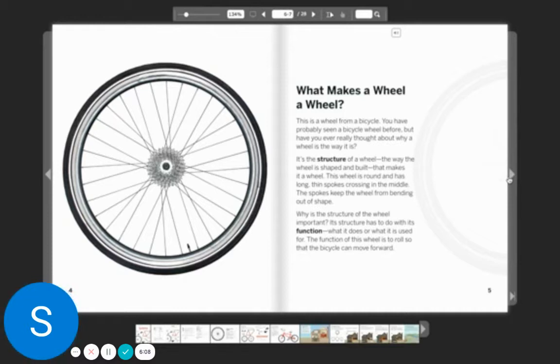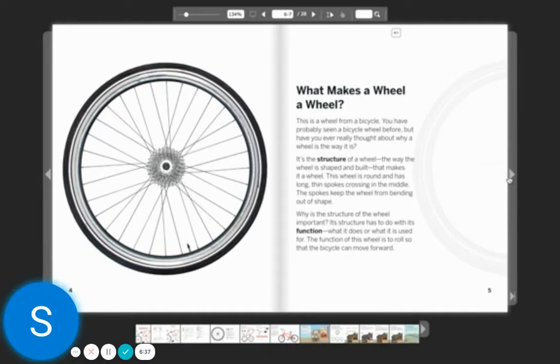This wheel is round and has long, thin spokes crossing in the middle. The spokes keep the wheel from bending out of shape. Why is the structure of a wheel important? Its structure has to do with its function, what it does or what it is used for. The function of the wheel is to roll so that the bicycle can move forward.